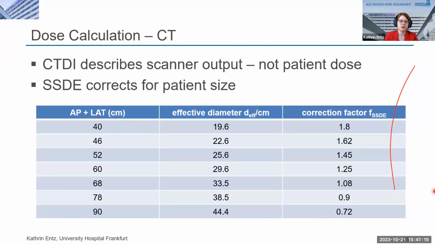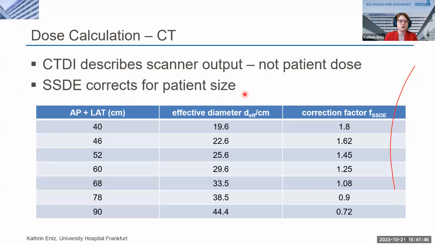One thing you always have to keep in mind when you are working with the CTDI is that it's just describing the scanner output and not the patient dose. So if you have the same CTDI value, but one patient is very small and one is very big, the effects obviously wouldn't be the same for those two patients. And that's why the SSDE, the size-specific dose estimate, was introduced. And that corrects for patient size.